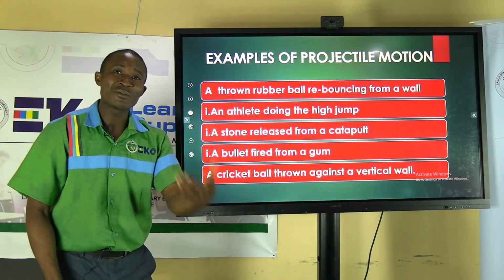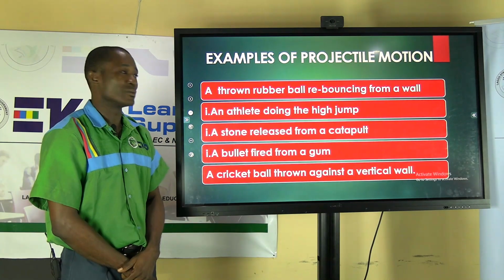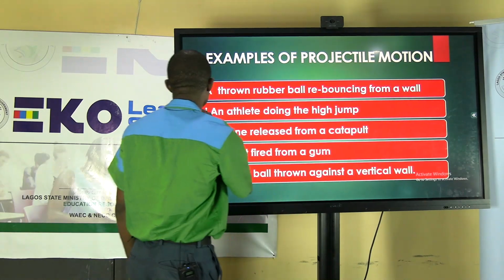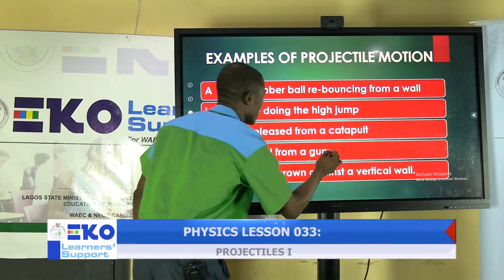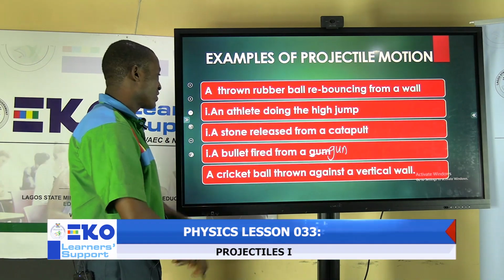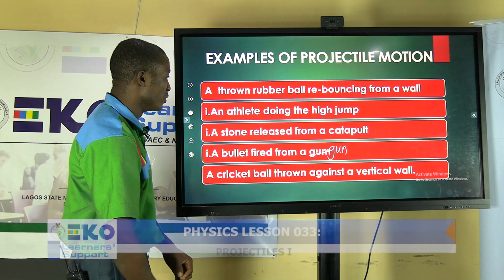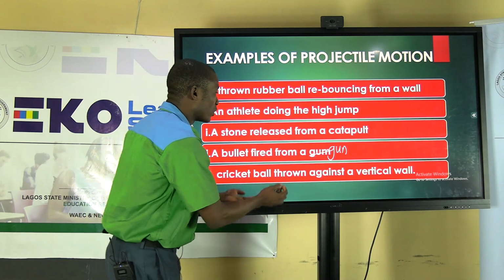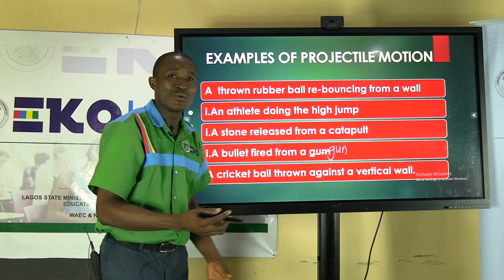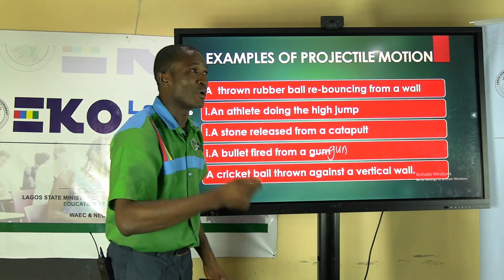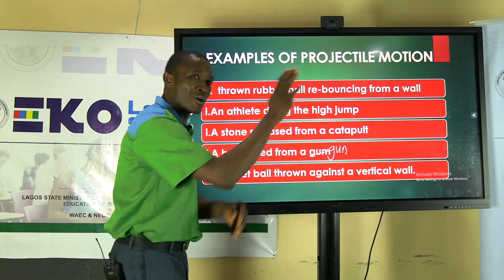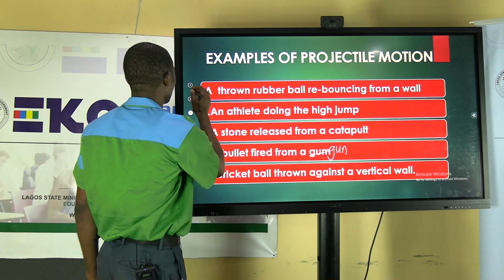Aside that, when you fire a bullet from a gun, that's also an example of a projectile motion. So a cricket ball thrown against the wall. You remember those days, if you are in school, you are playing with your table tennis ball, you hold your bat, you hit it to the wall, it goes and comes back. That is also a projectile motion.